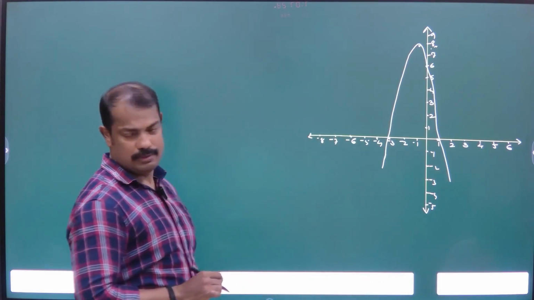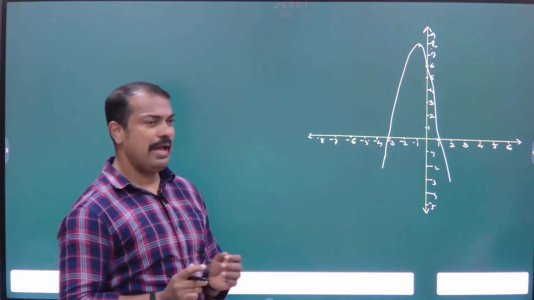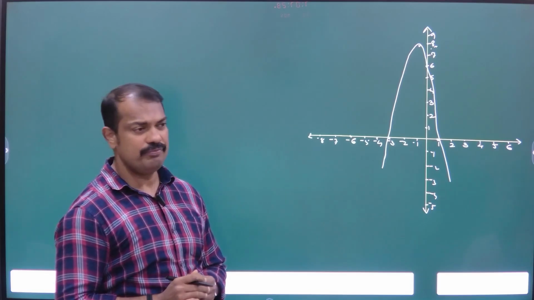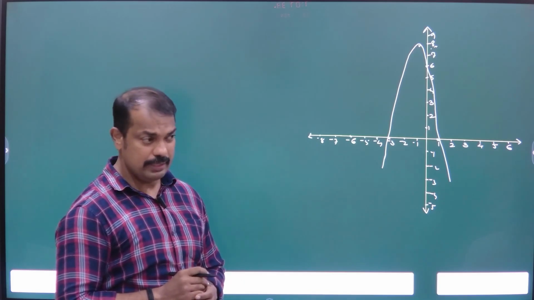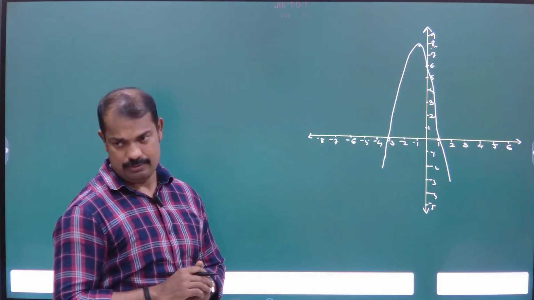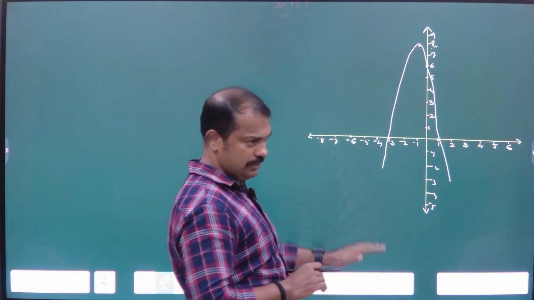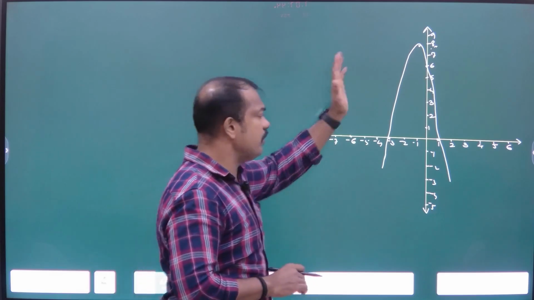The shape of the graph is a parabola. Parabola is the shape of which polynomial? Quadratic polynomial, the polynomial of a quadratic equation. This means it is a quadratic polynomial, right? This one is downward.